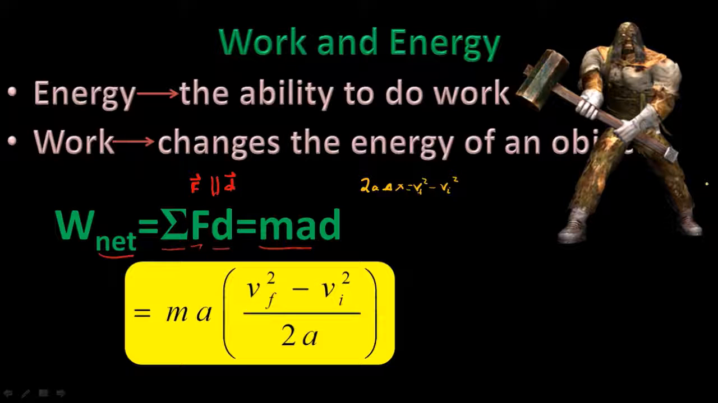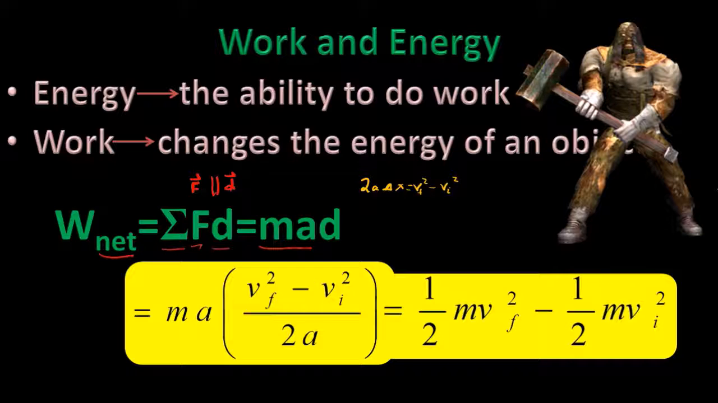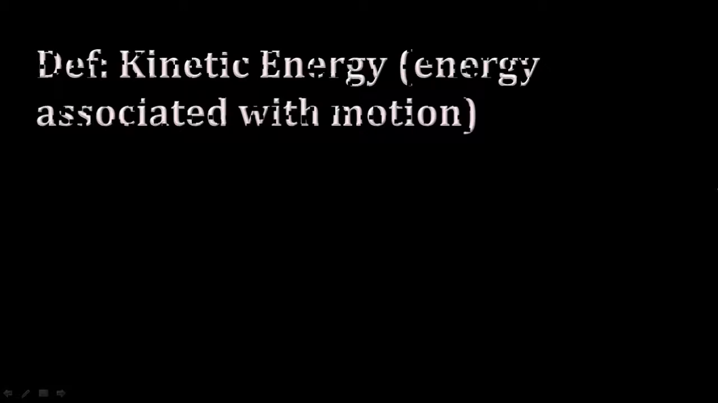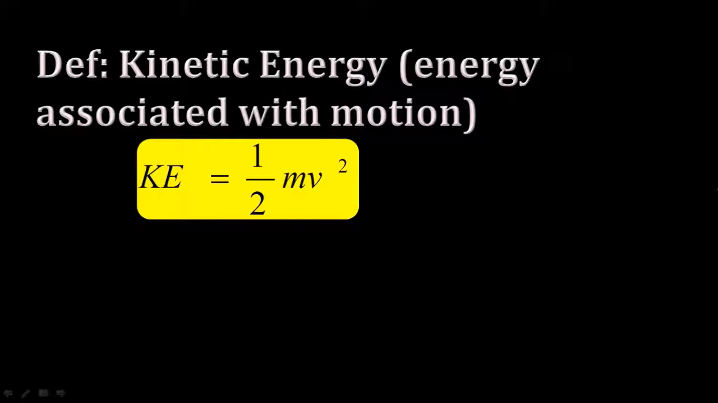But that means we can replace the displacement with this. And of course, if we do some distribution and some cancellation, we end up with this: 1/2 mass times final velocity squared minus 1/2 mass times initial velocity squared. Notice that the accelerations in fact cancel out. What does this mean? Well, since we know that work causes changes to the energy of an object, that means if we can define kinetic energy, the energy associated with motion, with a mathematical formula of 1/2 mass times velocity squared, then if we go back to that previous slide, we have that the net work is equal to the change in kinetic energy, final kinetic energy minus initial kinetic energy.